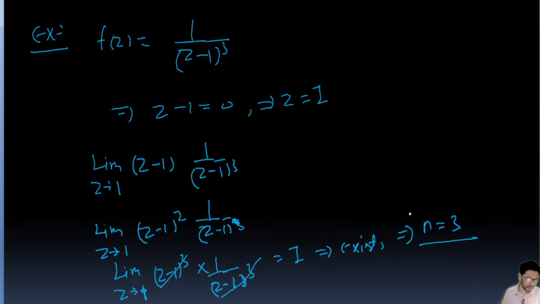For z equal to 1, the order of the pole is 3. n equal to 3 means the order of the pole is 3. This is the way we find out the order of the pole.